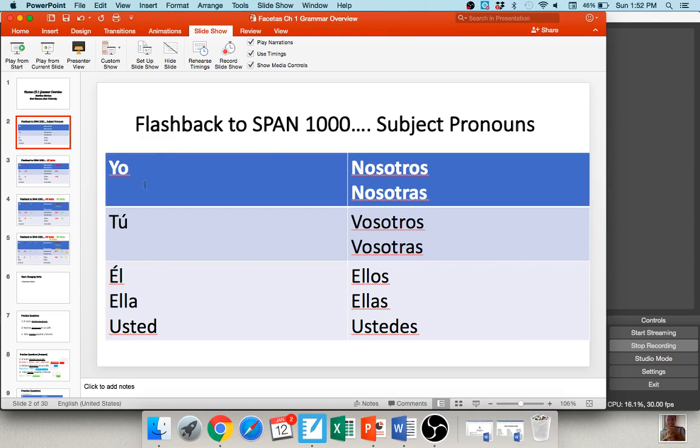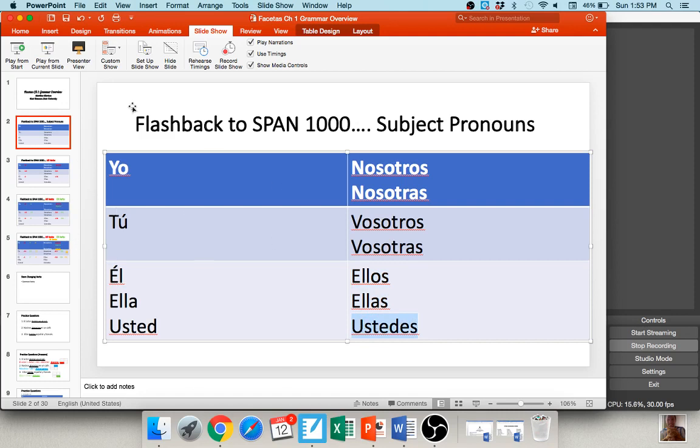So as we get started here, hopefully you know that yo means I, tú is you, informal. We have él, he, ella, she, and usted, you, formal. Nosotros and nosotras both mean we. Of course, you have we masculine and we feminine. Vosotros and vosotras, you all, only in Spain, again, both masculine and feminine. Ellos and ellas, they, masculine and feminine. And ustedes, you all, well, if you're from the South, we say y'all.